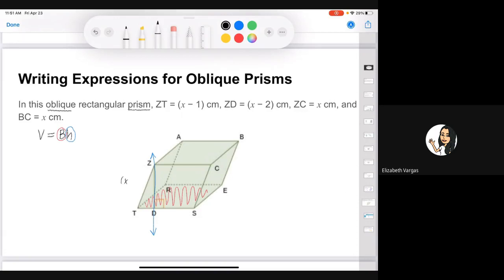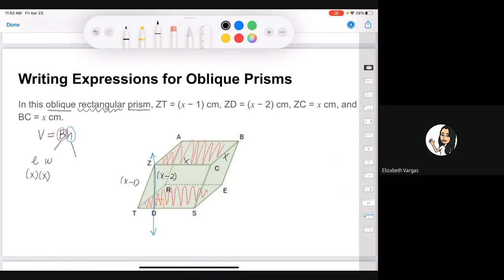ZT is equal to x minus 1. ZD is equal to x minus 2. ZC is equal to x, and BC is equal to x. Well, this base is congruent to this base. We know that our two bases will be congruent. So I can use the information about this base to solve for the area of that base. Remember that the area of a rectangle is length times width. I know I have an area of a rectangle because it is a rectangular prism, and my prisms are named after their types of bases. So that'll give me x times x.